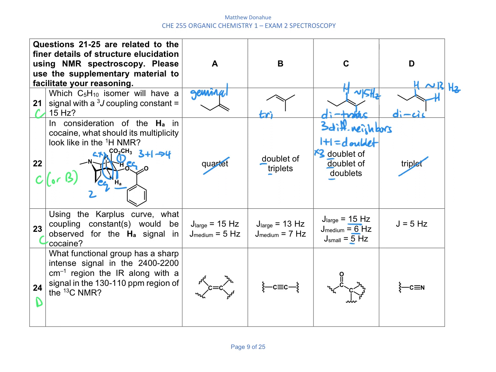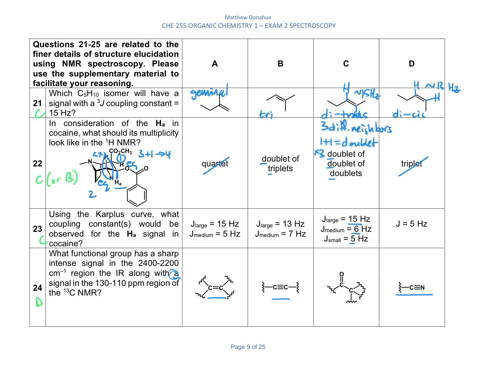Question 24: what functional group will have a sharp, intense signal in region 2, from 2400 to 2200? It says a signal, so a single signal in the 130 to 110 region, and that's going to be your nitrile. Again, the double bond you're not going to see in region 2. The triple bond is in region 2, but this says a signal.